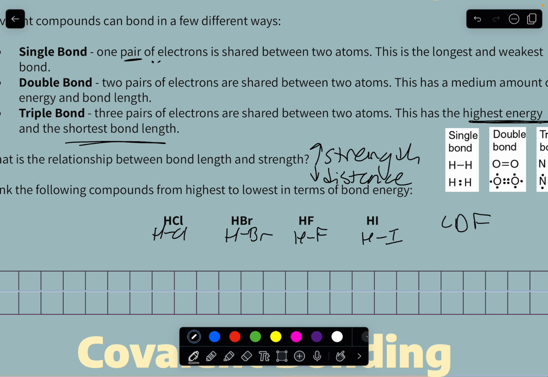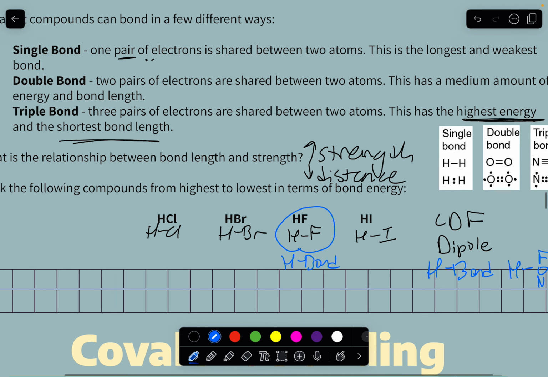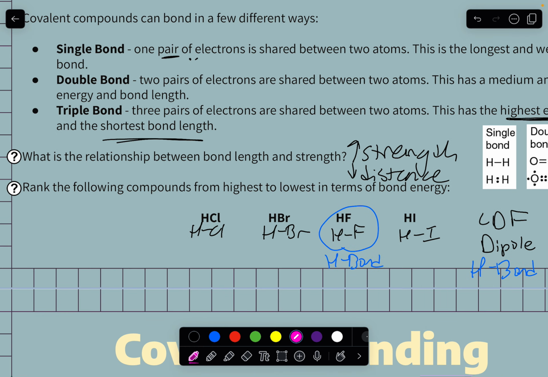We have a small amount of dipole. And then remember, for hydrogen bonding, that's hydrogen connected to either fluorine, oxygen, or nitrogen. We have that here. So HF has hydrogen bonding, so that's going to make it the strongest. Starting with the highest to lowest, HF comes first. That's going to be our highest energy.